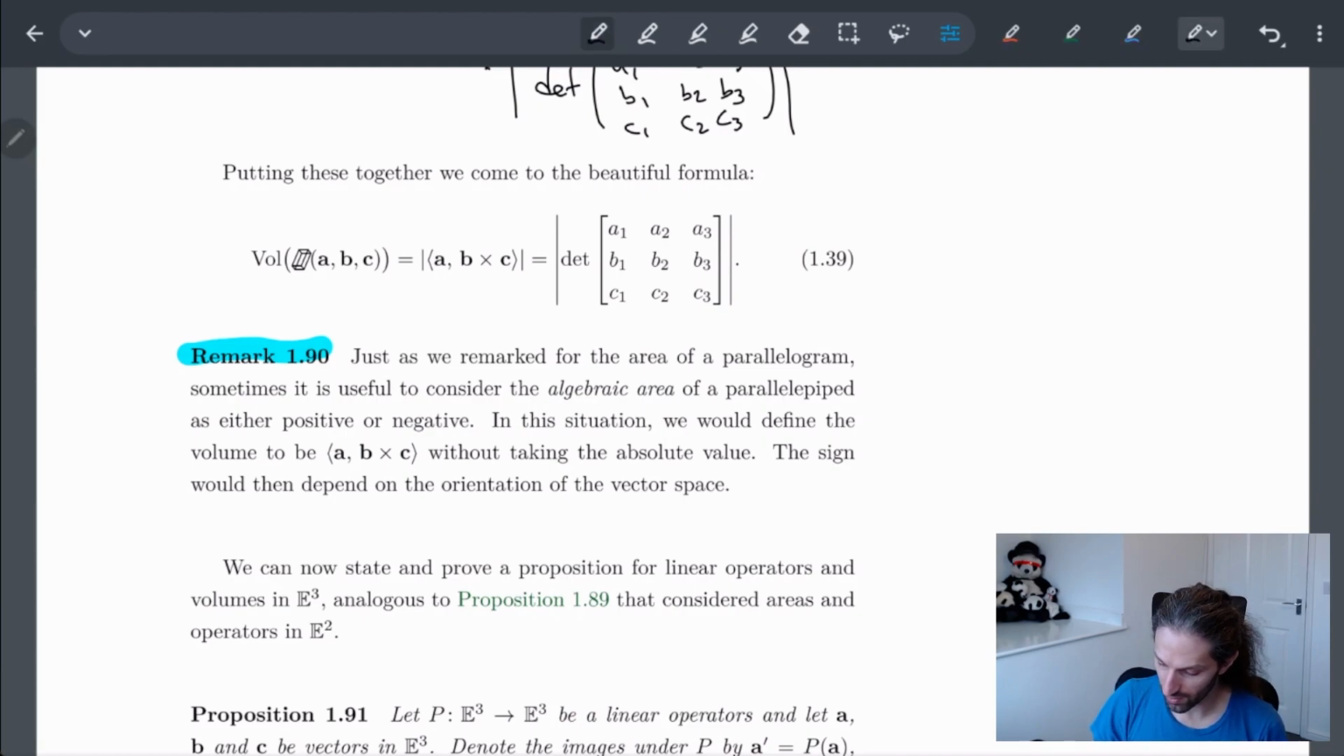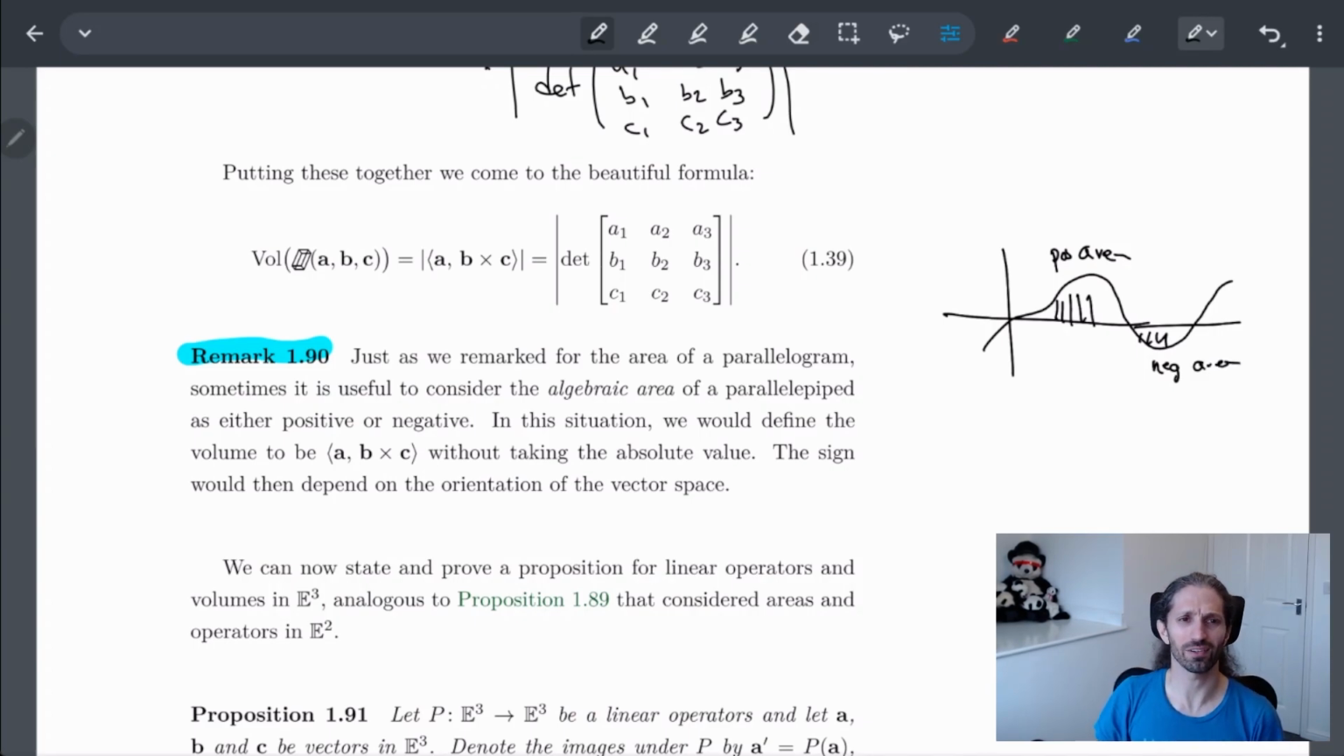And you might be used to this from calculus classes, for example, where if you're taking the integral, you want to look at the area under the curve. This would have positive area, and here would have negative area, right? It's a little weird to say negative area, but you can see it is useful sometimes. So we will sometimes do that, and in that situation, we would look at A inner product with B cross product C without the absolute value. So when we do want to consider that, we'll do it without taking the absolute value.